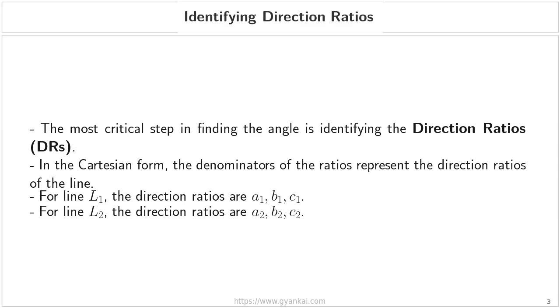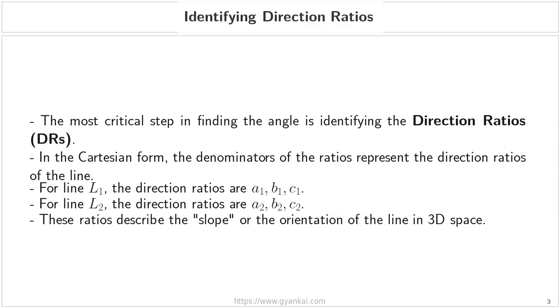Specifically, for our first line L1, the direction ratios are a sub 1, b sub 1, and c sub 1. Similarly, for our second line L2, the direction ratios are a sub 2, b sub 2, and c sub 2. It is important to understand that these ratios are what describe the slope or the specific orientation of the line within three-dimensional space. Once we have successfully extracted these values, we will be ready to plug them into our main mathematical formula, which we will cover in the next slide.